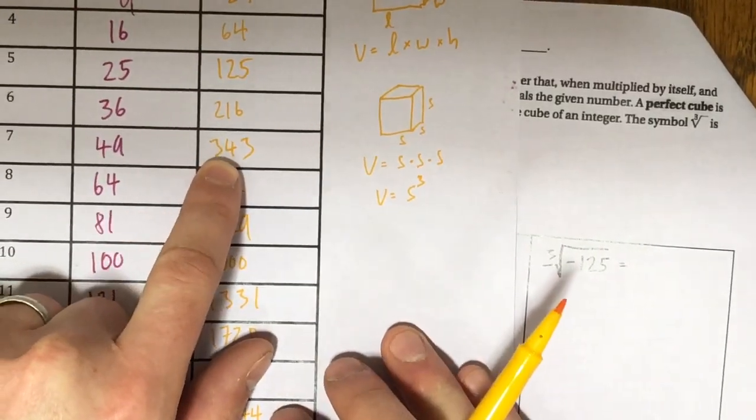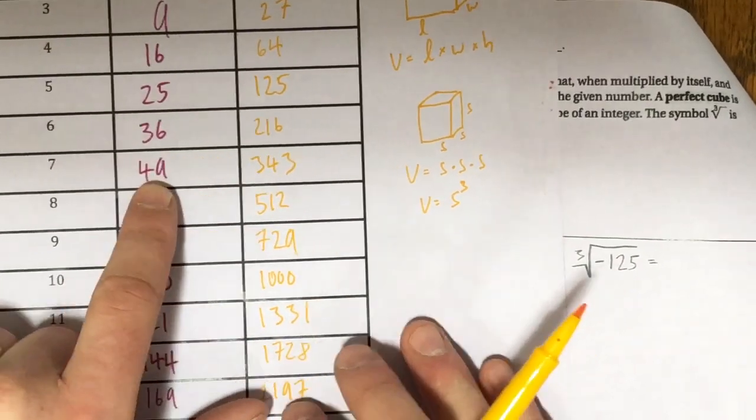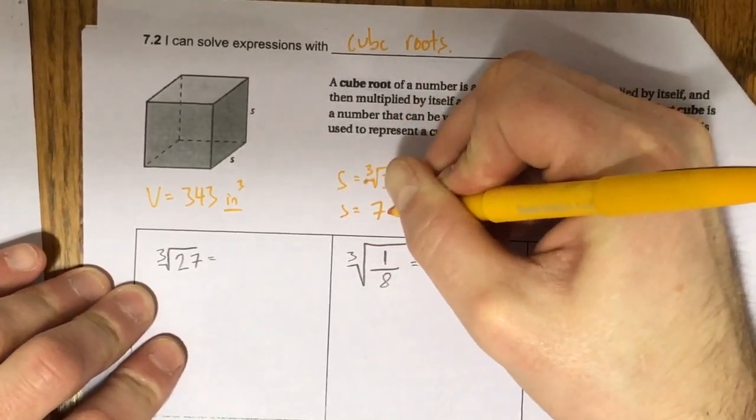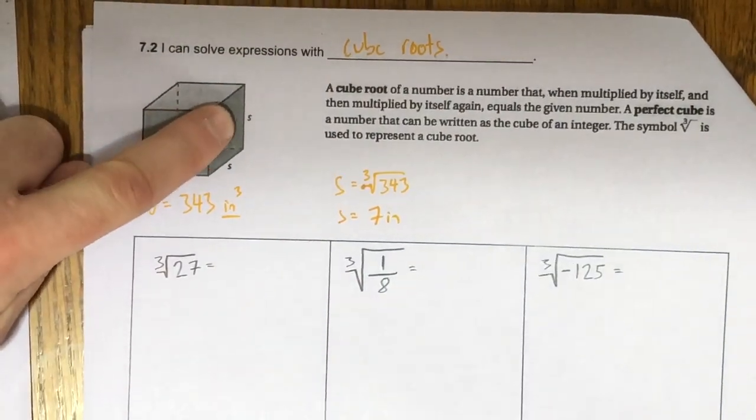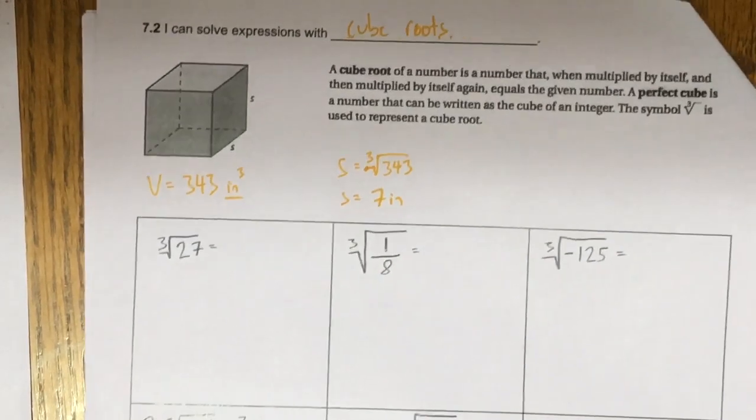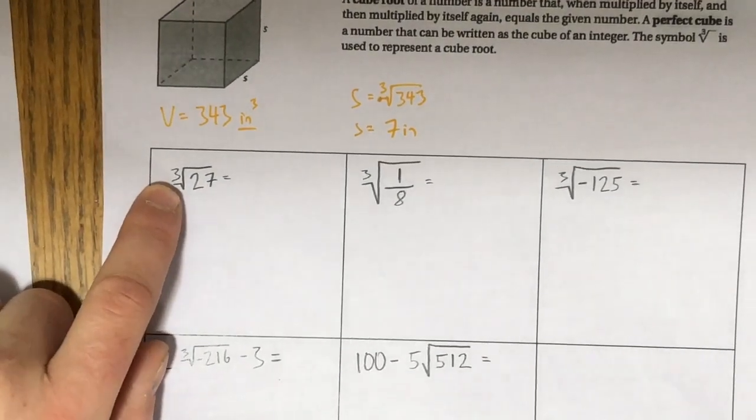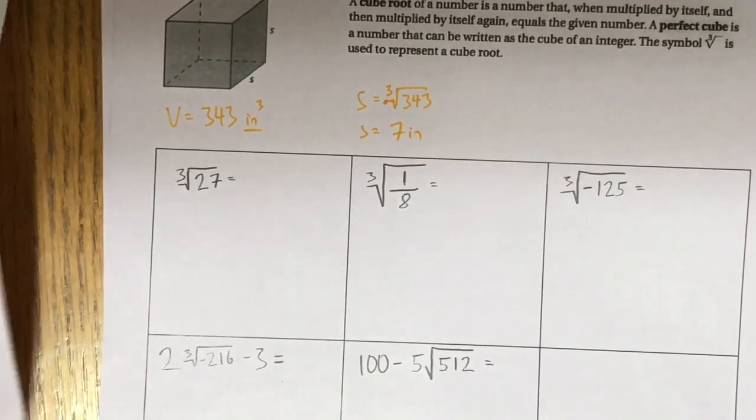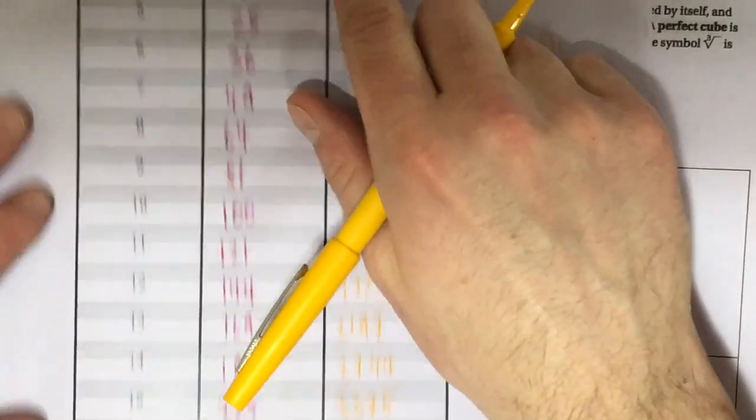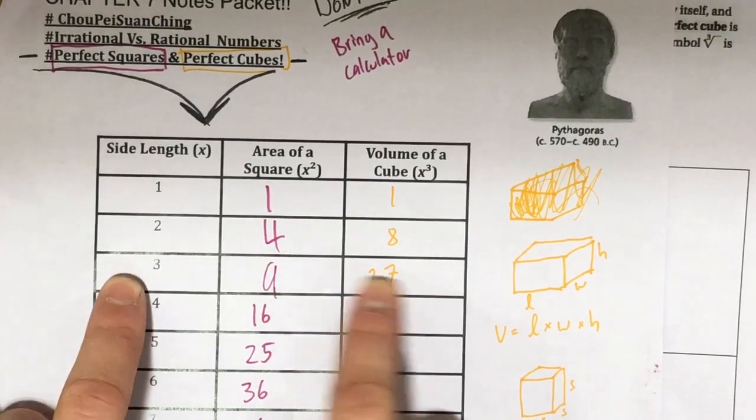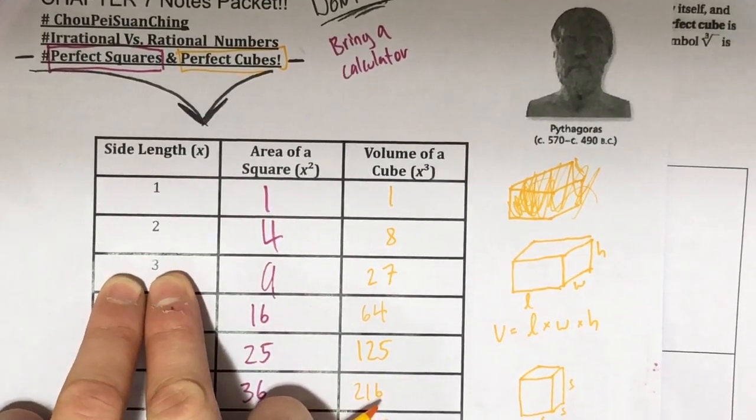Oh, 343, there it is. There's the volume. The side length would be 7. So the side length here would be 7 inches long, is the trick. Now I have a few practices here. That 3 tells me I want the cubic root of 27. Well, I'm going to go to my list of perfect cubes here. Oh, there it is. The side length is 3.